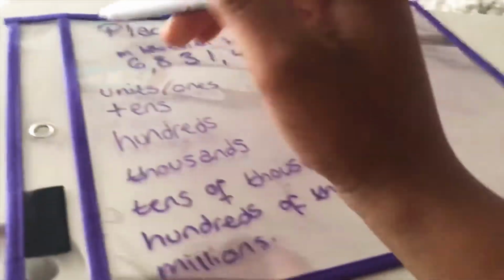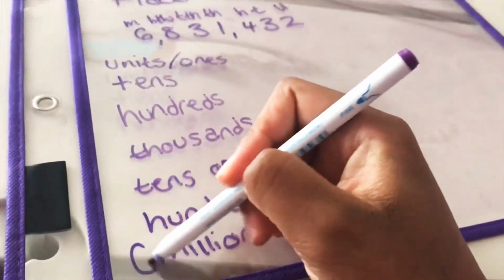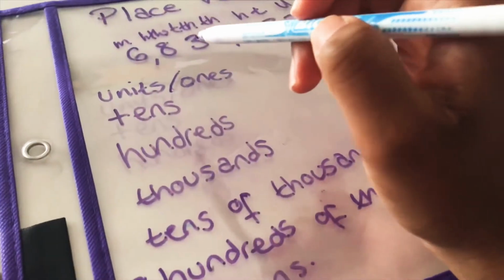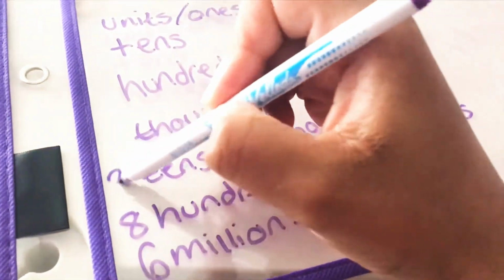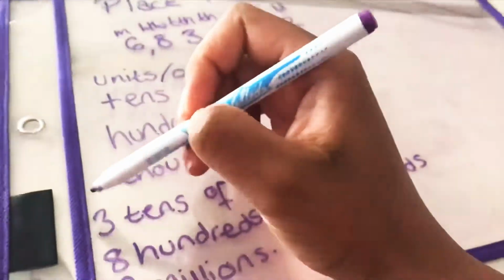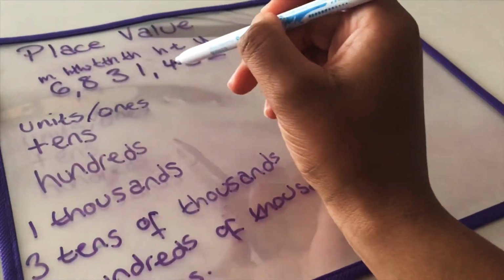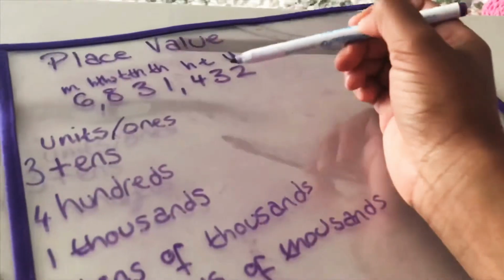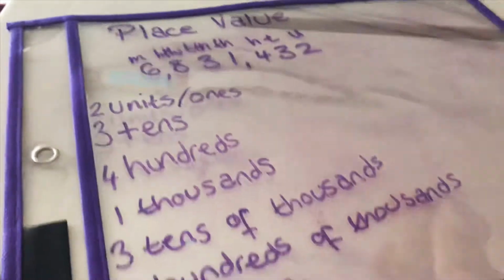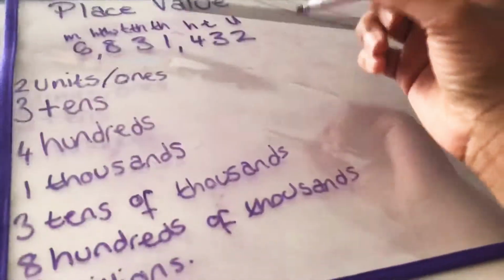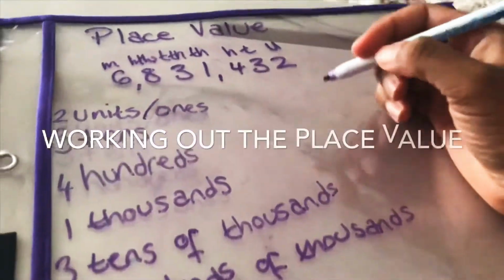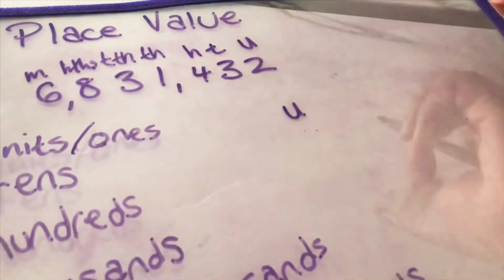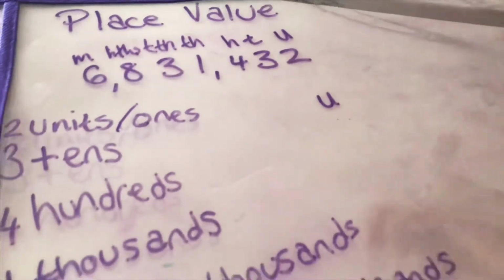So let's fill them in. So we got 6 millions, or 6 million, 800,000. We have 3 tens of thousands, 1,000. We have 400 in the 400s column, 3 in the tens, and how many in the units or ones? 2. Okay. So that's essentially what it is, and how we figure out what each number is worth. So it's place value.